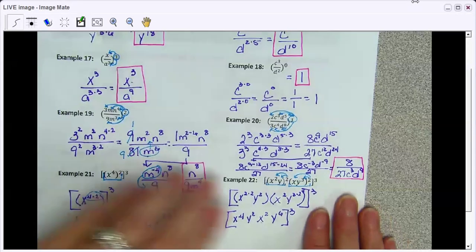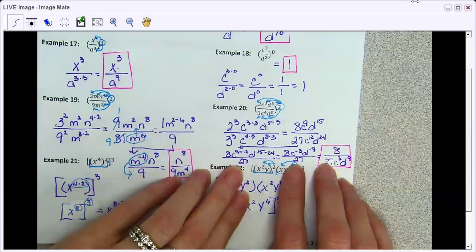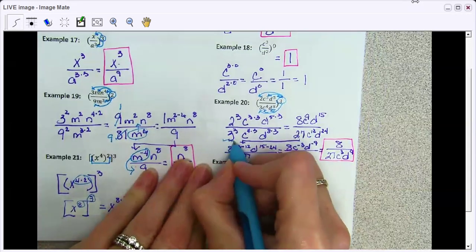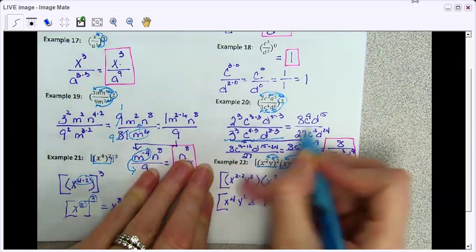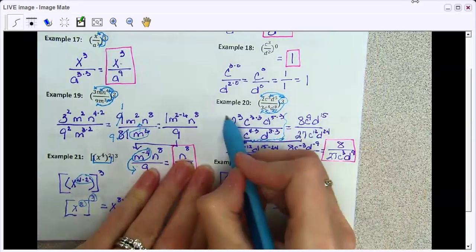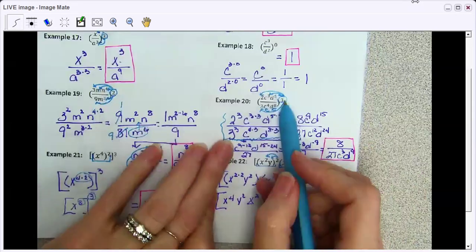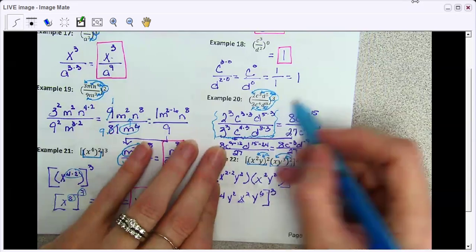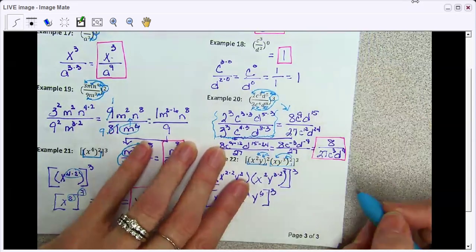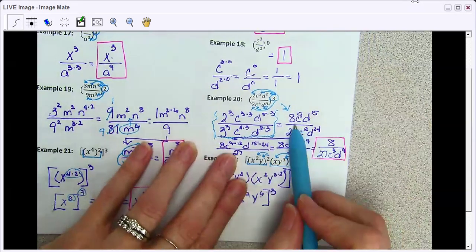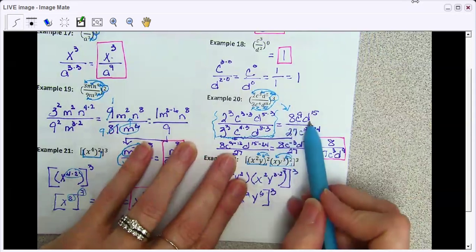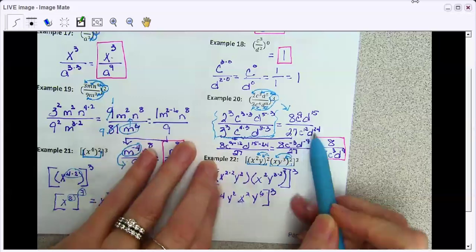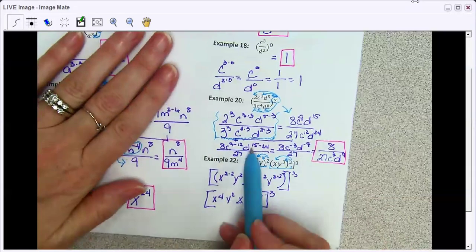Okay, I clearly did not leave enough space for example 20, so I'm going to try to show you what I did. This was the first thing that I did right here. And then right here. And then, so basically I just applied the exponent. You guys might have just gone straight to this, but I'm showing all my steps. So I ended up with 8, c to the 9th, d to the 15th, over 27, c to the 12th, d to the 24th.